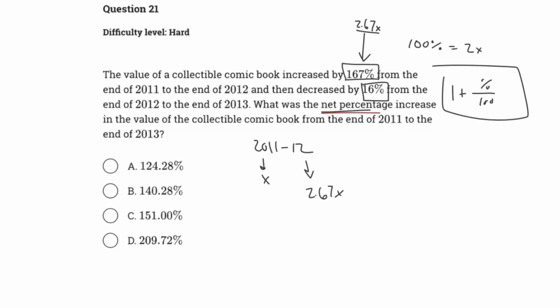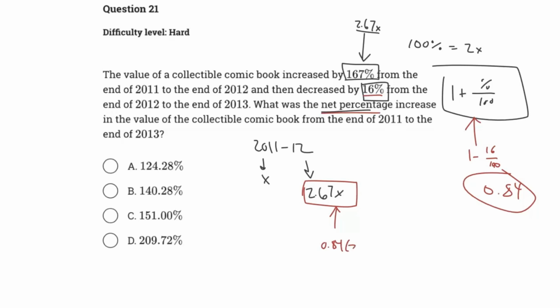But we want to find the net percentage, right? And we know from 2012 to 2013, it actually decreased by 16%. So we can just use our formula over here, 1 minus 16 over 100. And this will give us a value of 0.84, right? Cool. So we know that the value of 0.84 will be applied to the value we had at the end of 2012. And so we have 0.84 times 2.67x.